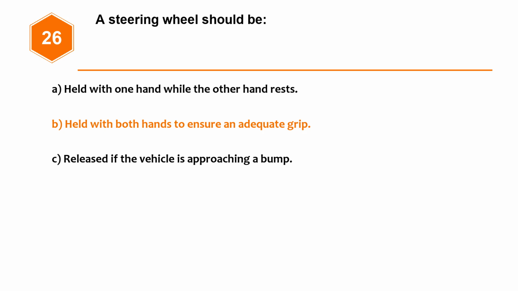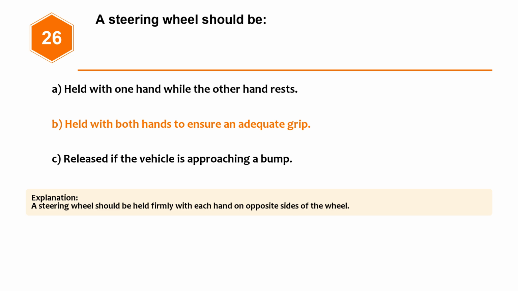The correct answer is option B, held with both hands to ensure an adequate grip. Explanation. A steering wheel should be held firmly with each hand on opposite sides of the wheel.